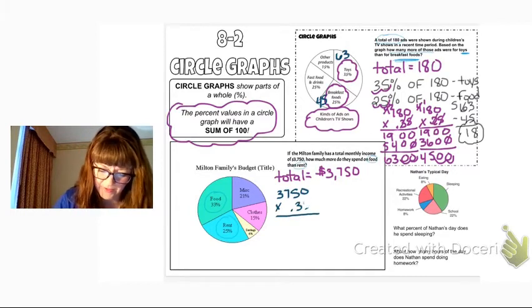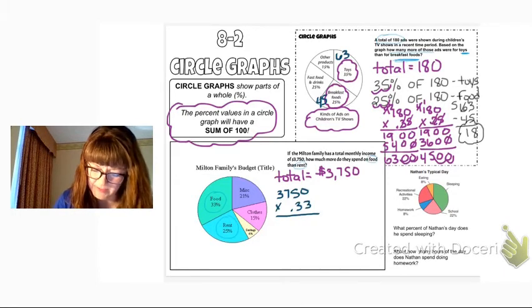Not 35%, 33%. Okay, 3 times 0 is 0. 3 times 5 is 15. 3 times 7 is 21, plus 1 is 22. 3 times 3 is 9, plus 2 is 11. And we'll move over.